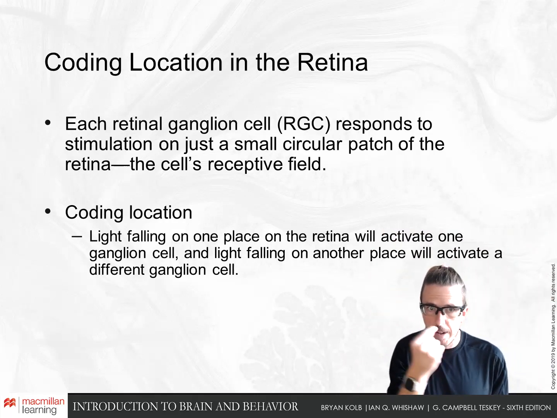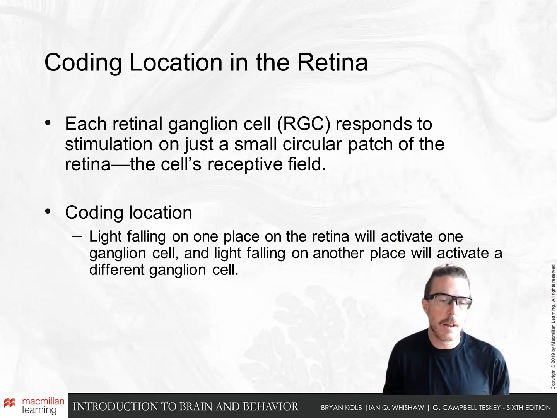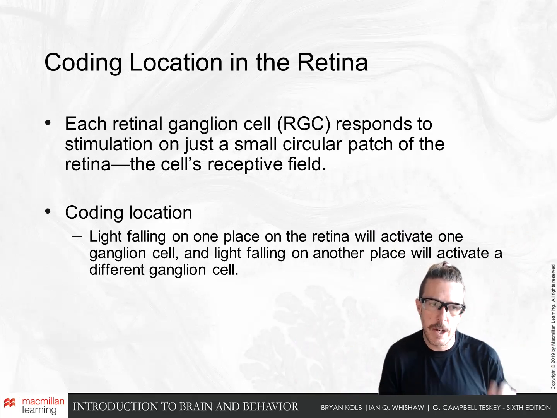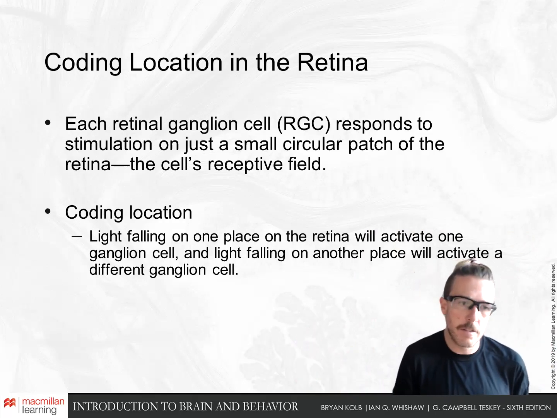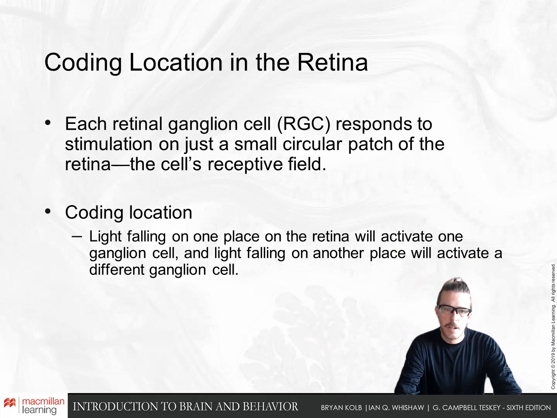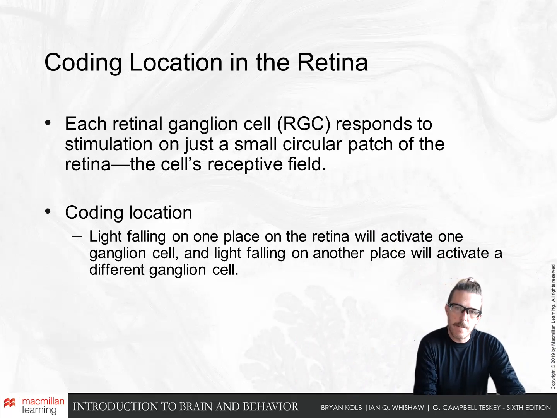And so that retinal ganglion cell can encode the location of something in the world by whether it's firing or not. If it's firing, then there was something happening in that small section of the visual field. If it wasn't firing, then there wasn't something occurring in that small section of the visual field. And a corollary of that is that light falling on a different part of the visual field will activate a different retinal ganglion cell.